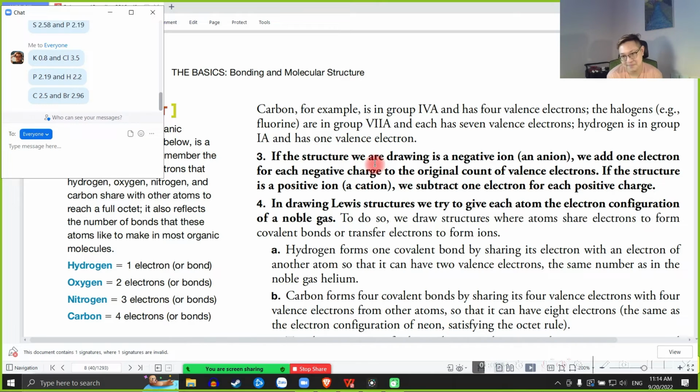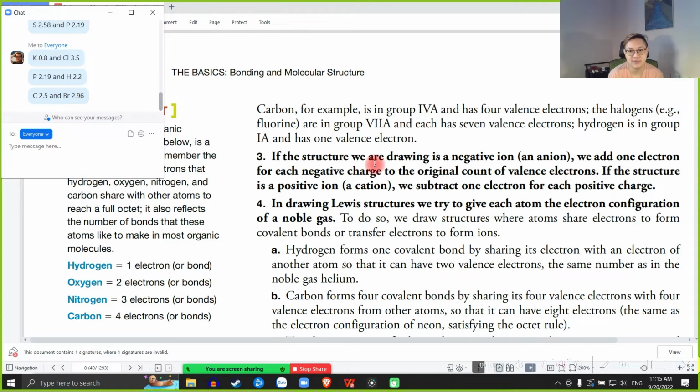In drawing Lewis structures, we try to give each atom the electron configuration of a noble gas. Noble gas is group 8, you know. So it means we try to give each atom an electron configuration of 8, because 8 is a magic number. Octet means 8, you know. Octet rule means the rule of 8.